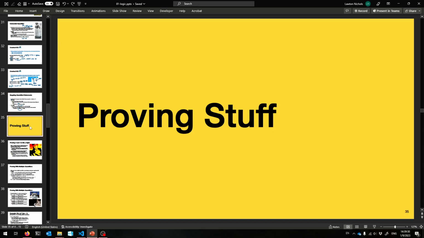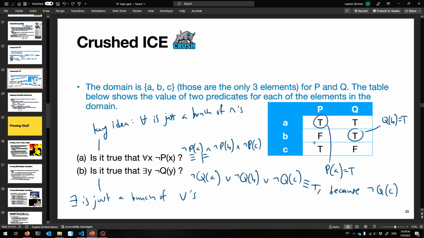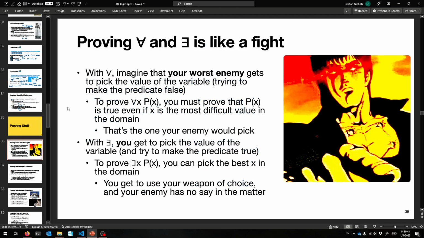Let's now move to proving things, because you can formulate these statements all day long. We've talked about how to prove them when the domain is very small. Let's get a bit more general now, because we want to be able to prove these things, true or false. My first hint to you is, when you're thinking about how to prove statements that include for all and there exists, it's kind of like you're fighting. It's weird, but I promise this will make sense if you think about it.